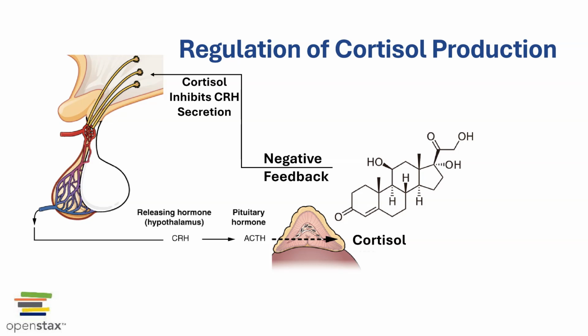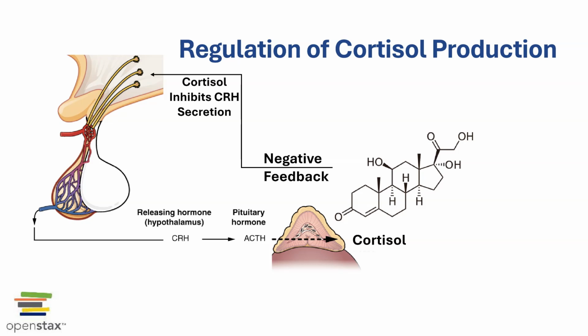The release of cortisol is regulated by the hypothalamus and pituitary gland. CRH from the hypothalamus stimulates the release of ACTH from the anterior pituitary. Then ACTH stimulates the adrenal cortex to produce cortisol. This cascade is regulated through negative feedback. The hypothalamus will respond by increasing CRH secretion if cortisol levels in the blood are too low.